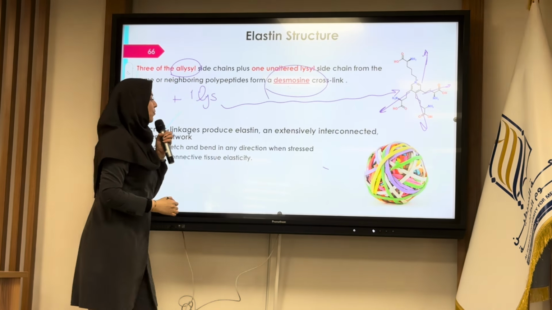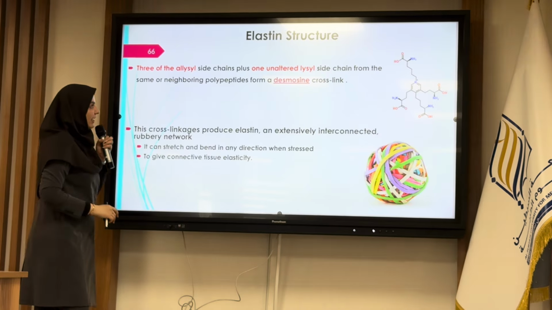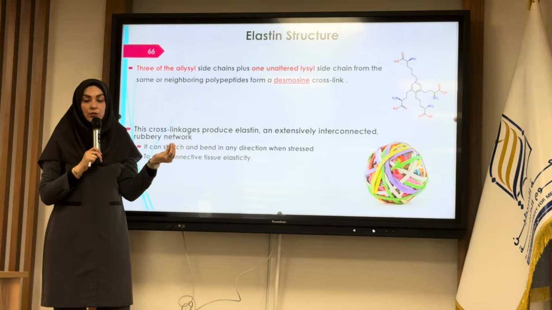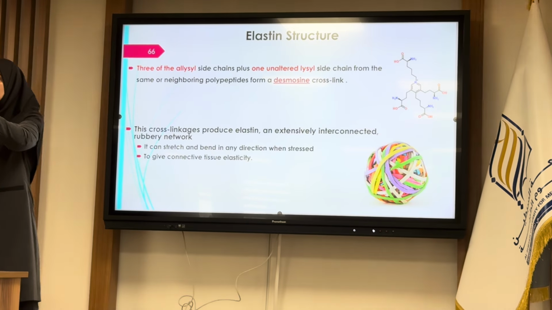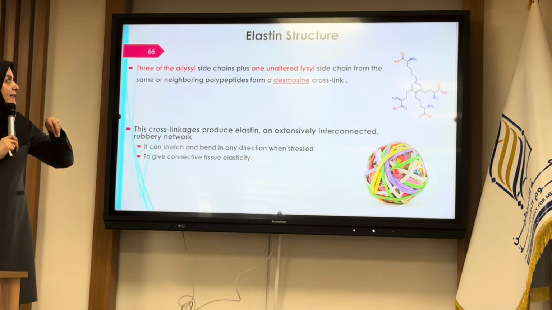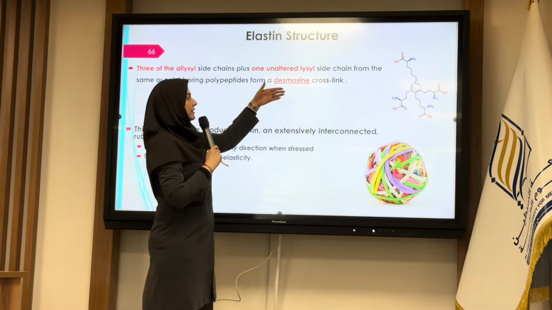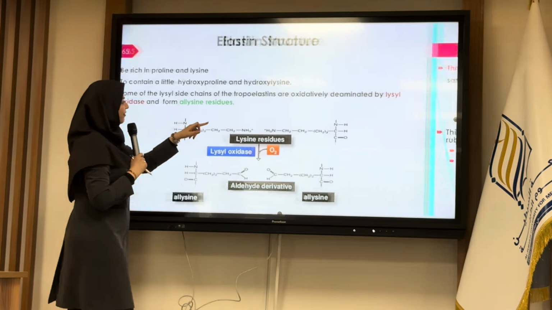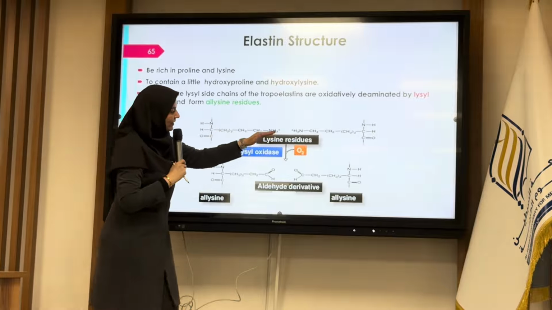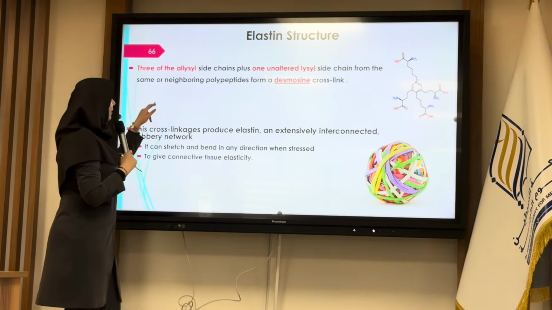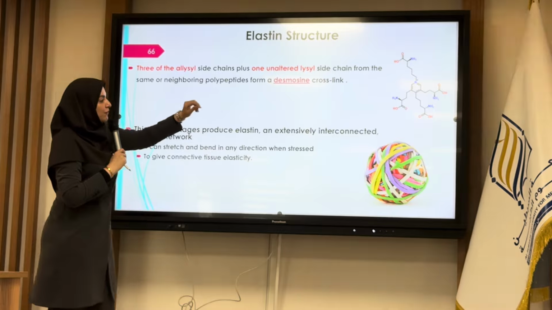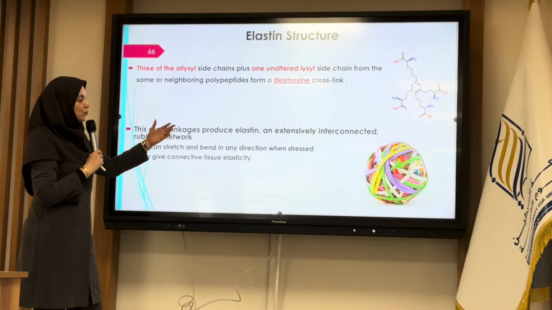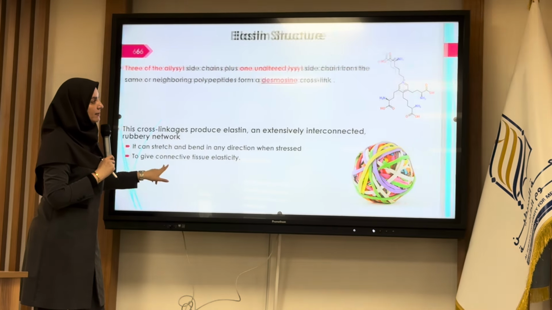Another question: whenever I ask you about desmosine, what is desmosine at first? What is the component of desmosine? This is 1 unaltered, unchanged lysine amino acid with 3 allysine after oxidation. These 4 amino acids form a desmosine. They are present, as I mentioned, in connective tissue, and they provide elasticity.